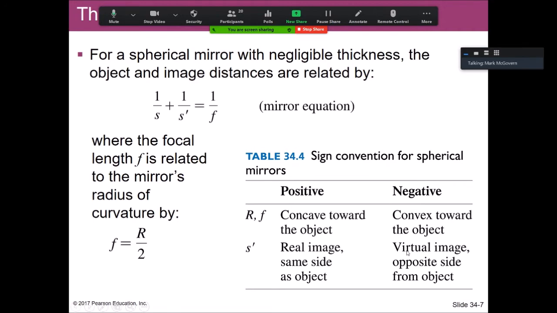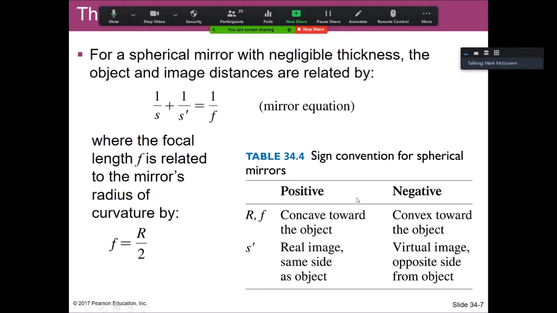A virtual image is an image that's formed where light appears to come from that spot, but doesn't actually come from the spot. And plane mirrors always produce virtual images. The image always appears like it's on the other side, not on the same side as you. And that's when S prime becomes negative. Okay. And so this is the convention.